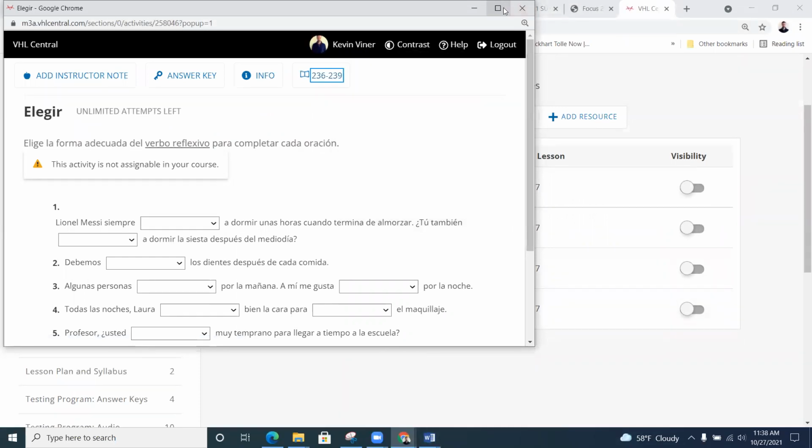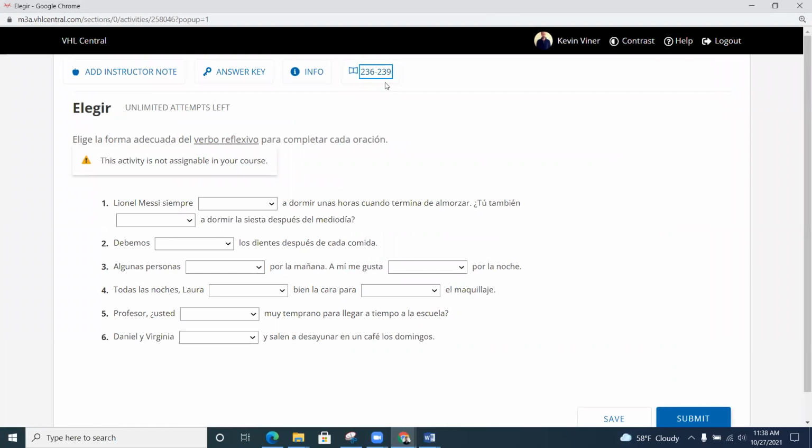Y la primera actividad que haremos es elegir. So again, if you'd like to follow along in your textbook, pages 236 to 239. And we are at, let's look at the instructions.